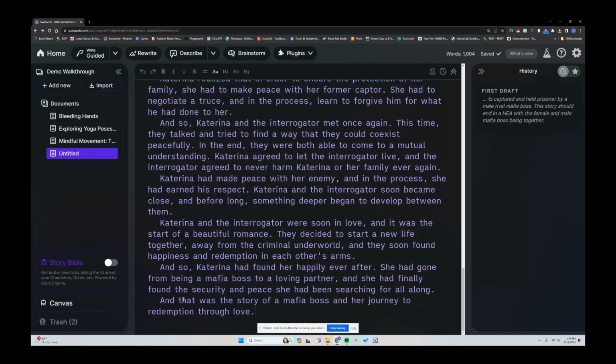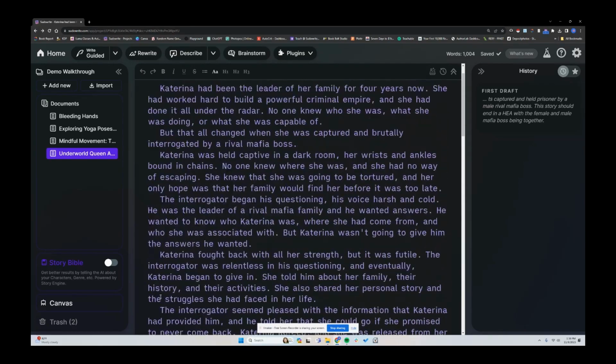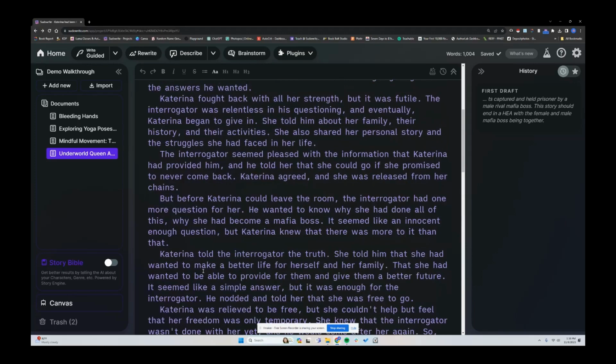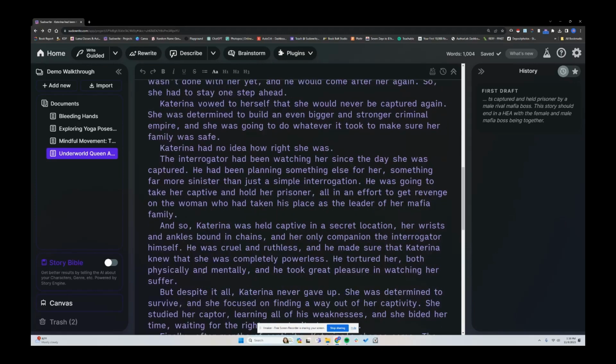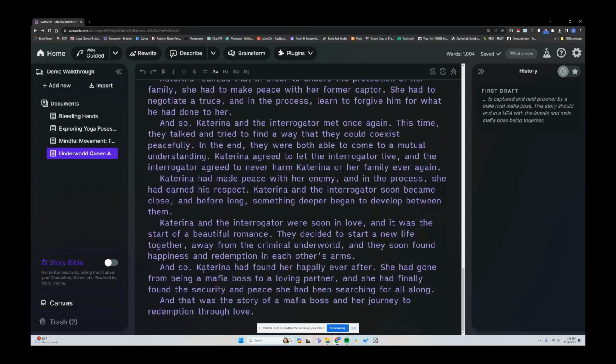And that was the story of a mafia boss and her journey to redemption through love. Okay. So on this one, for whatever reason, it looks like she's in love with the interrogator. So it needs a little bit of work, definitely. I want to move on because I don't want to tie you up.